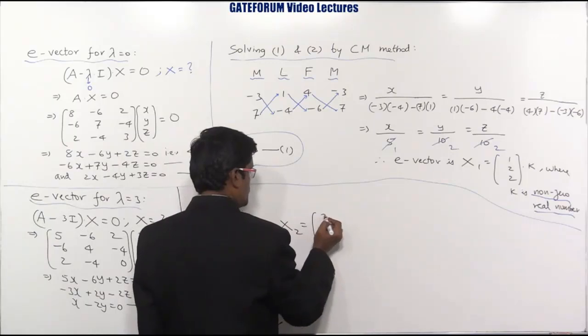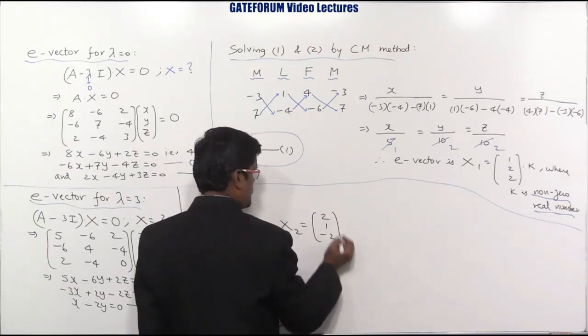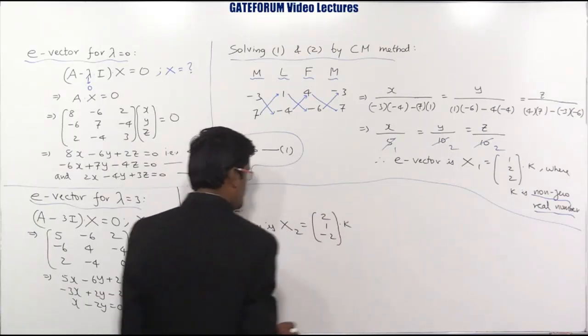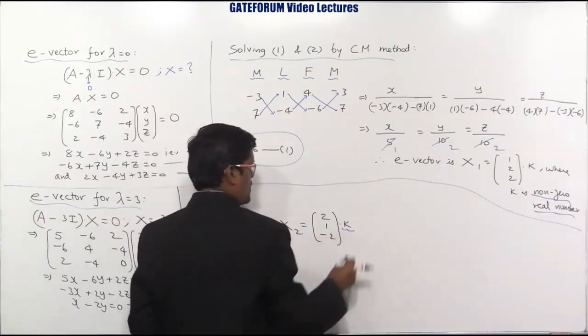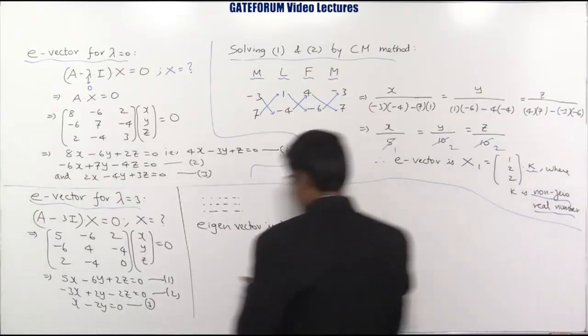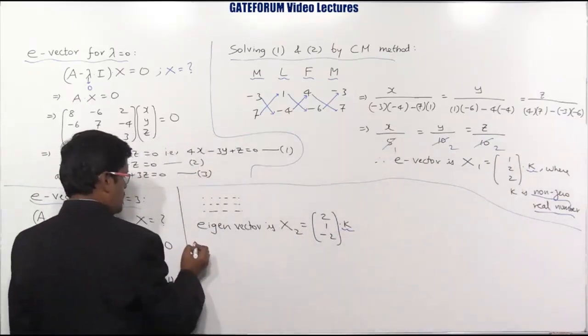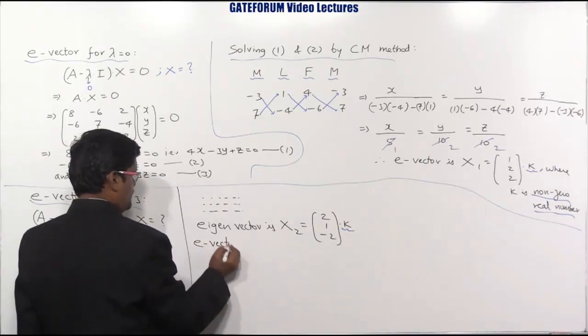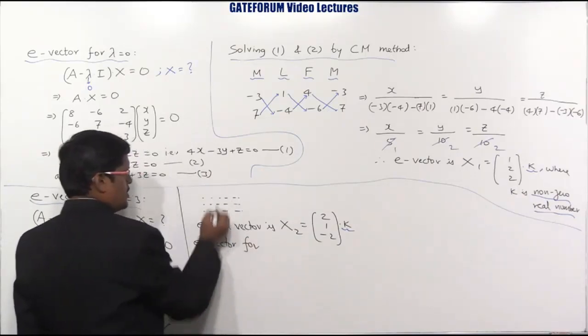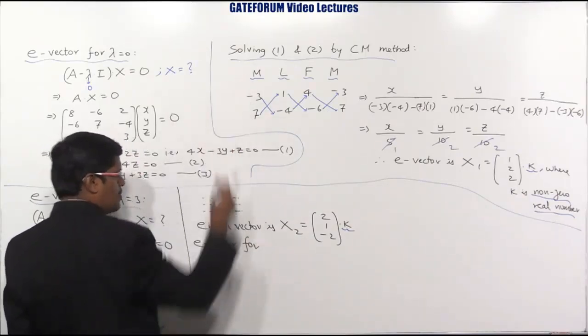So 1 minus 2 into k. Okay. Please take care about this k writing outside, which is not equal to 0. Next, the eigenvector for this I left to you only. You have to solve as above.